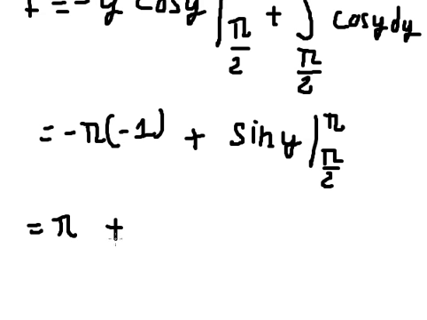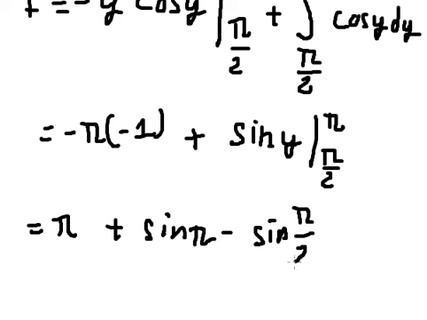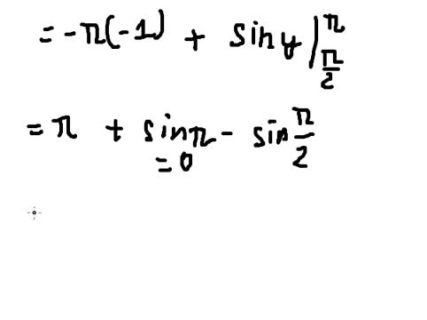So we have sine b minus sine of b over 2. This one, we have number 0. This one, we have number 1. So we have negative number 1. And now we have the final answer. This is the end.